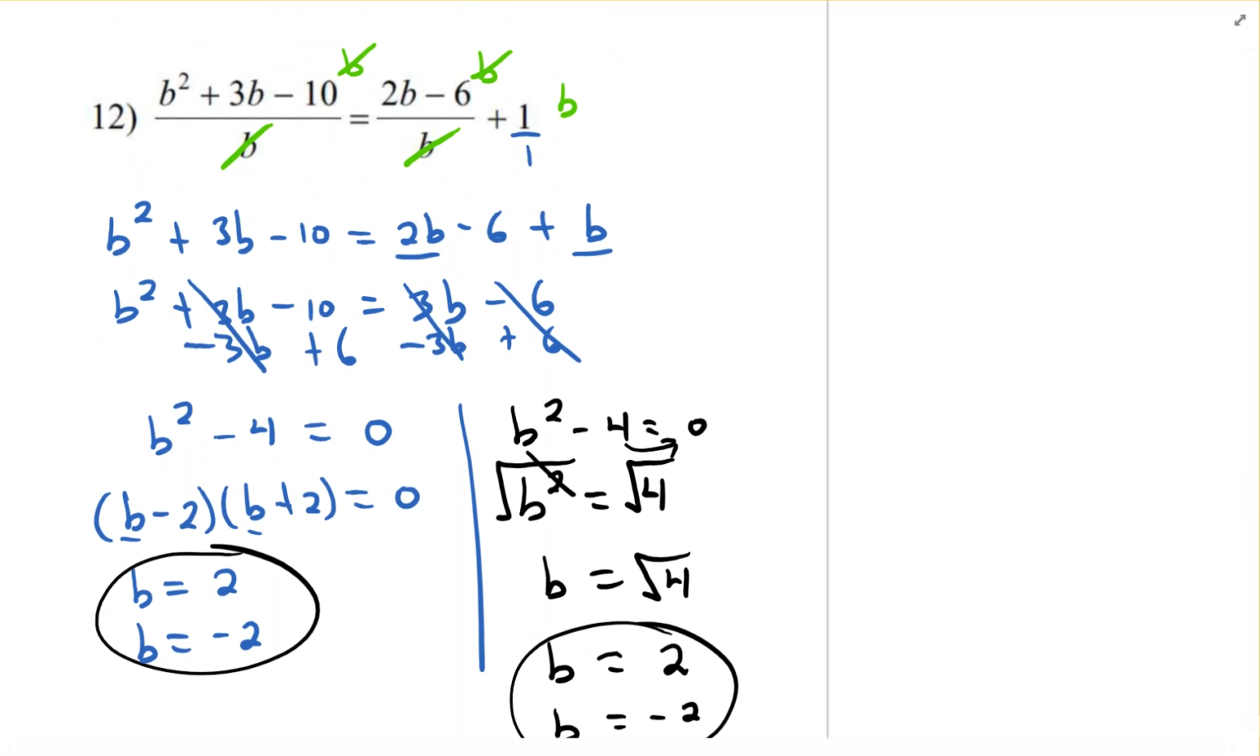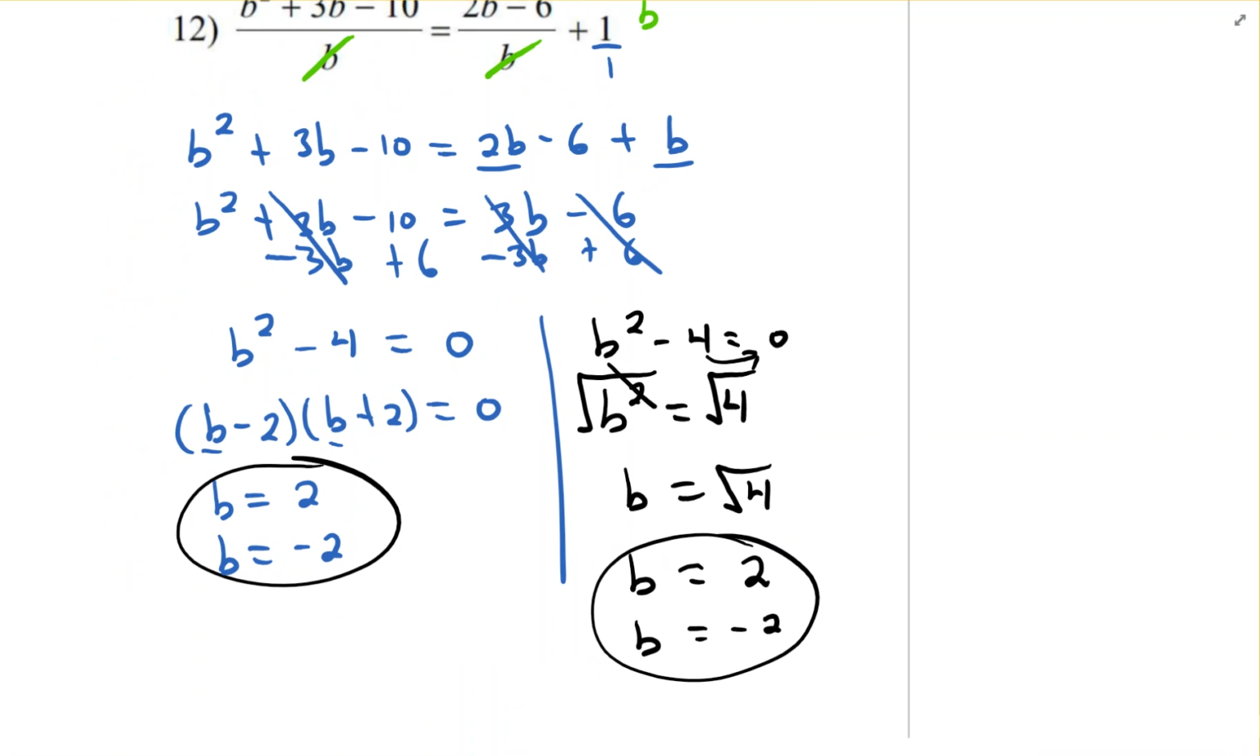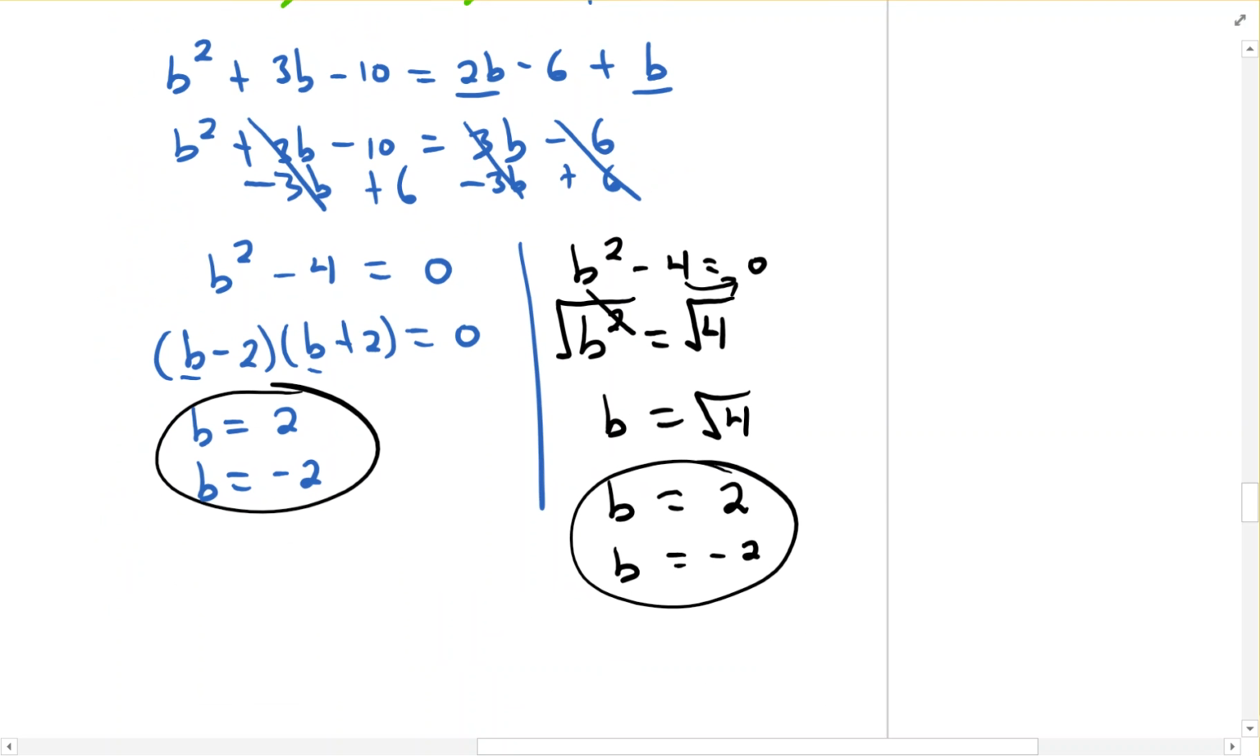Now just go back up and check here though. Yeah, b was only not allowed to be 0. Now our non-permissible values there was 0, so we're good. So these are our answers.